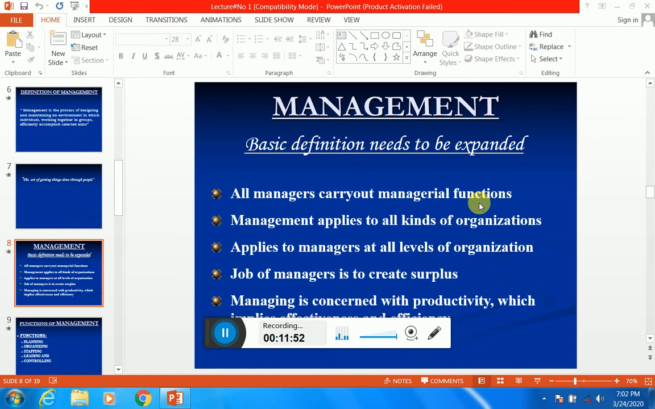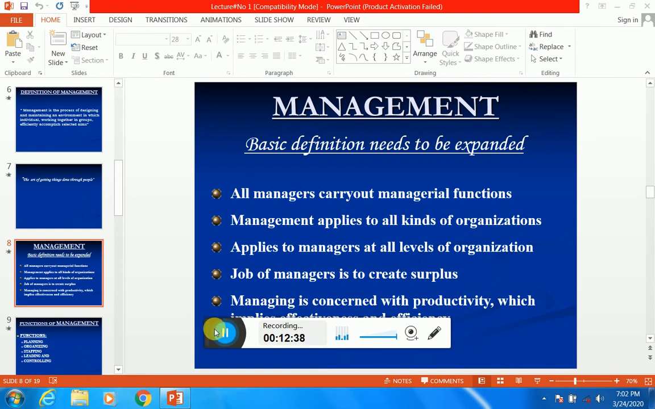Now the next point is that the job of managers is to create surplus. What is the meaning of surplus here? The dictionary meaning of surplus is profit, but here it doesn't mean only the economic term. Yes, managers are also responsible to earn clear economic profit for the organization, but the job of the manager is not only to provide economic profit, but also to fulfill ethical responsibilities toward the organization and society as well. So here surplus means profit, and profit means economic profit plus organizational citizenship.